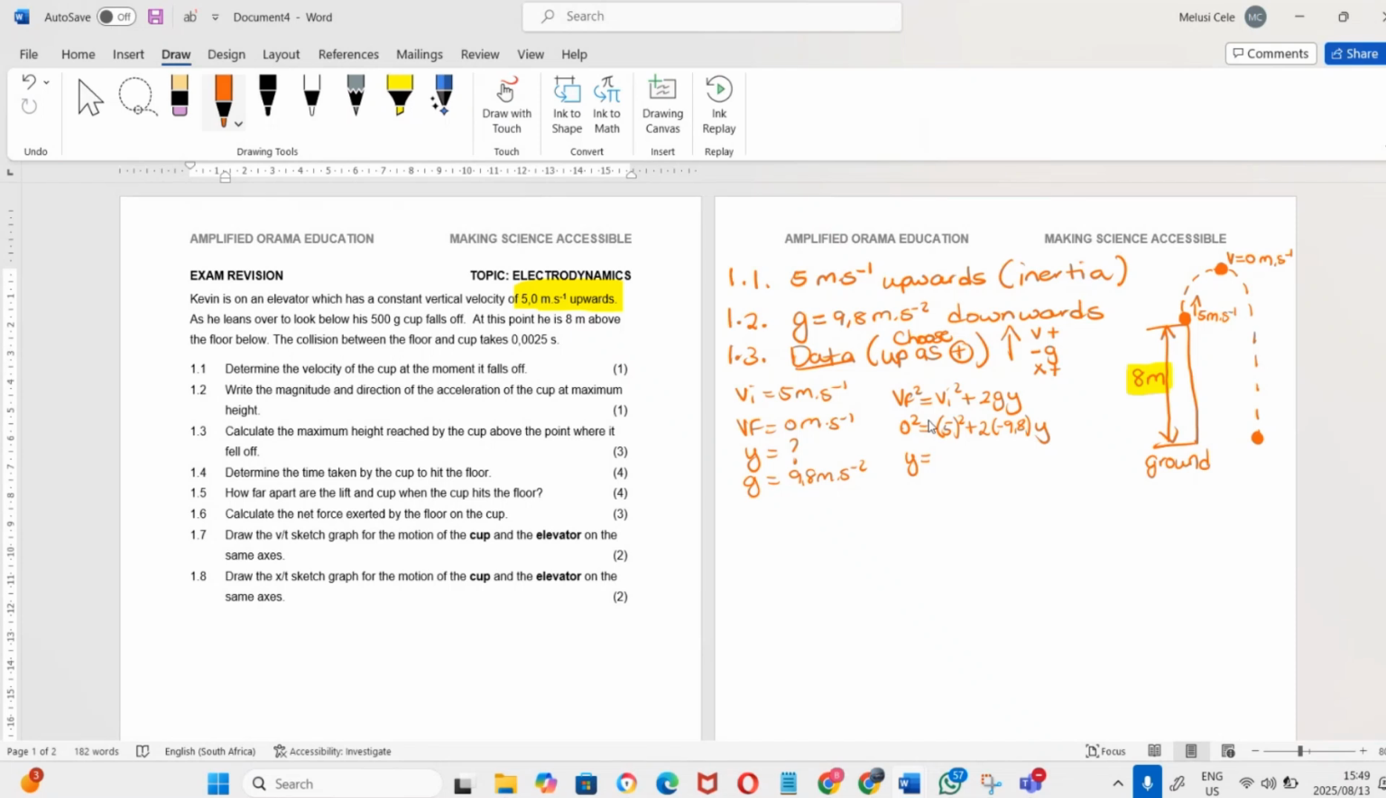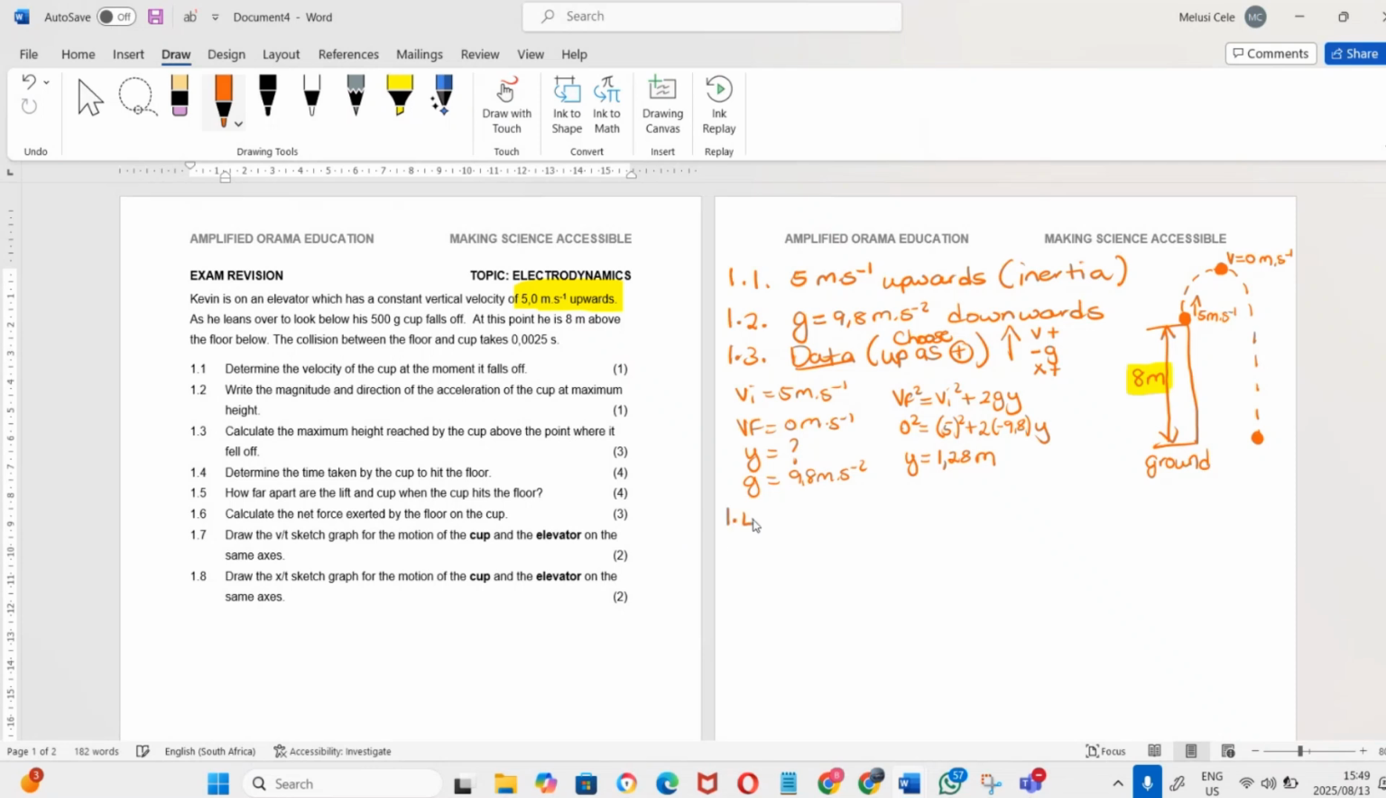The answer that we are getting here is 1,28 meters. So this cup reaches 1,28 meters above the point it fell on. That's pretty much what you would do there. And obviously, if they said the height above the ground, you would have to add the 8 meters. Okay, so I'm just going to leave that answer at that.